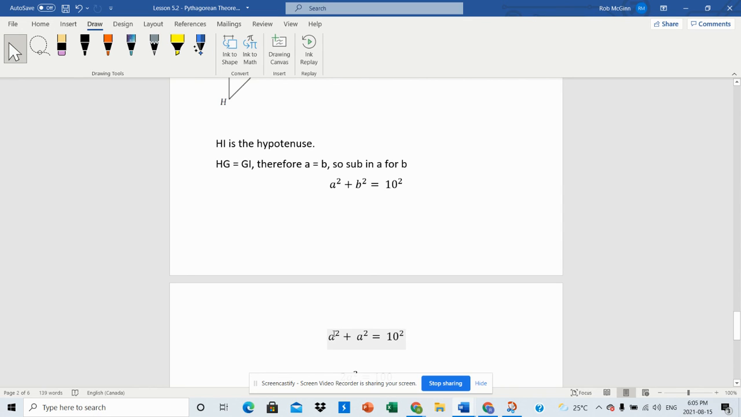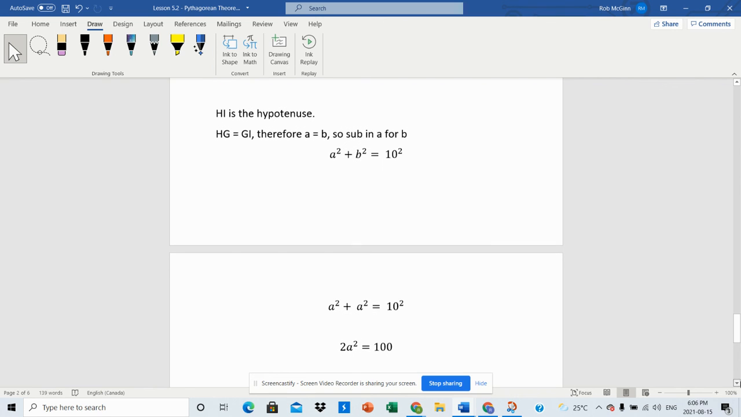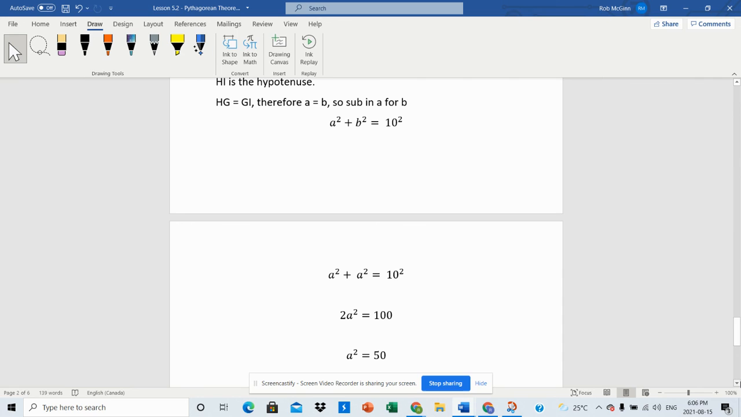We can only do this because these two sides are the same length. So A squared plus A squared is going to give us 2A squared. 10 squared is equal to 100. So before we can find out what A is, first step, we need to divide both sides by 2. 2A squared divided by 2 is going to give us A squared. 100 divided by 2 is going to give us 50.